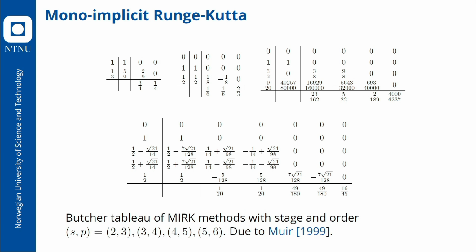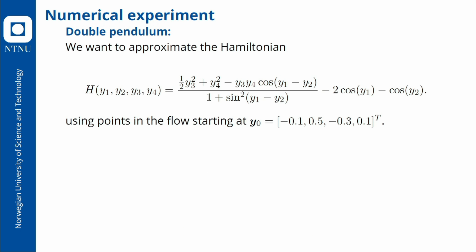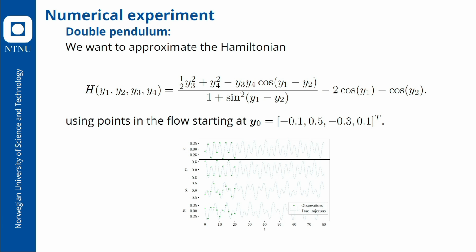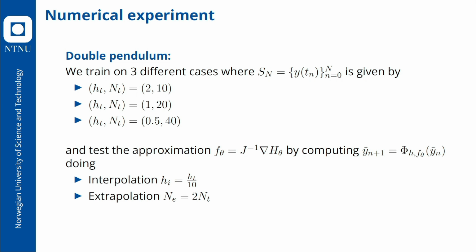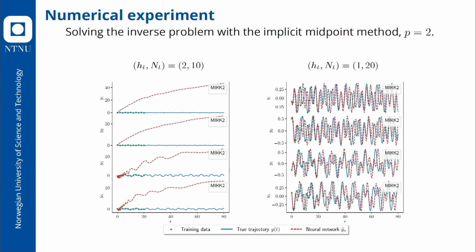So let's try to use these methods to learn Hamiltonian systems from data and see how it goes. We will still consider the double pendulum problem, which is known to be chaotic. So if you perturb the initial value, you will end up with a flow that is quite different from the unperturbed one. We'll consider an increasing number of points, and we will do interpolation and extrapolation when we integrate over the learned vector field.